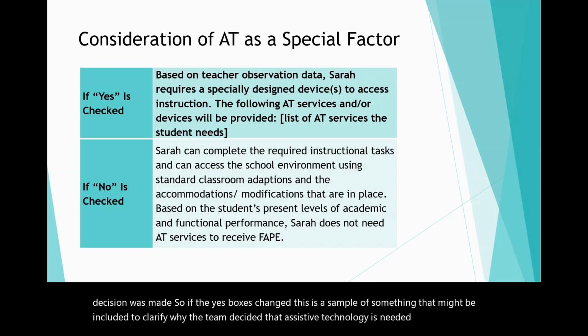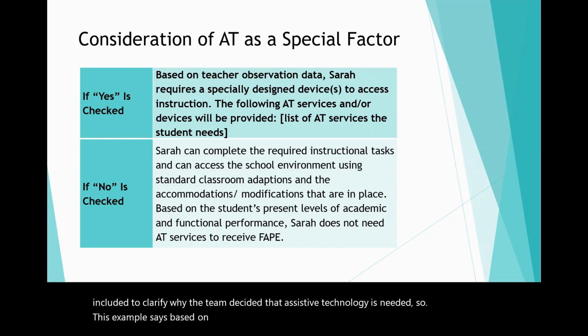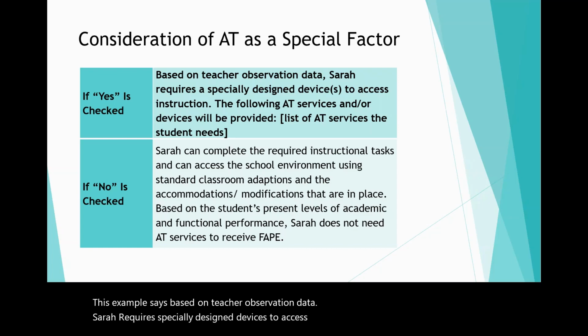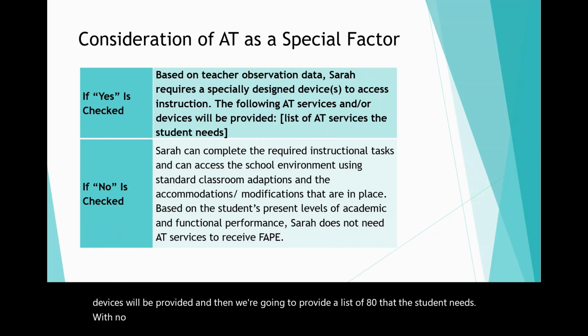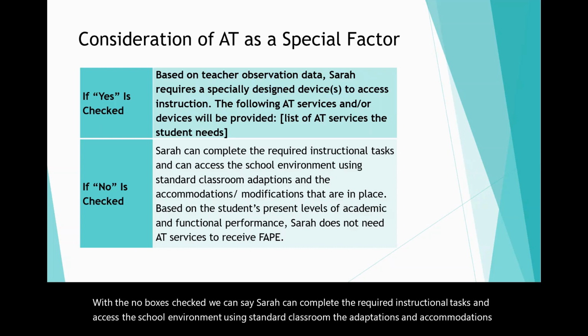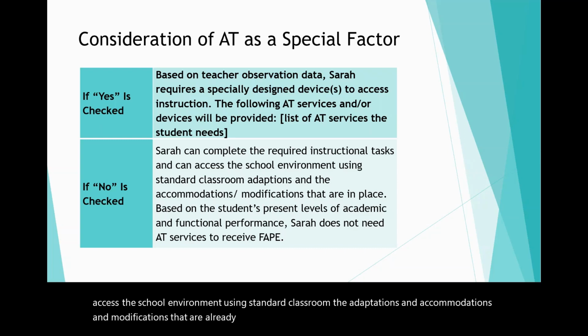So this example says, based on teacher observation data, Sarah requires specially designed devices to access instruction. The following AT services and/or devices will be provided, and then we're going to provide a list of AT that the student needs. If the no box is checked, we can say, Sarah can complete the required instructional tasks and access the school environment using standard classroom adaptations and accommodations and modifications that are already in place. So based on the student's present level of academic and functional performance, Sarah does not need AT services.